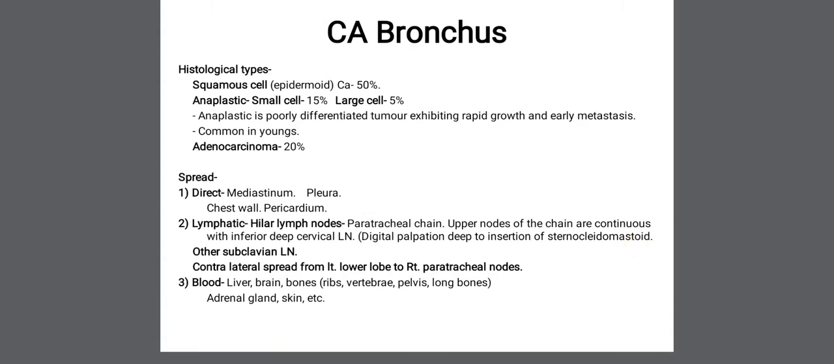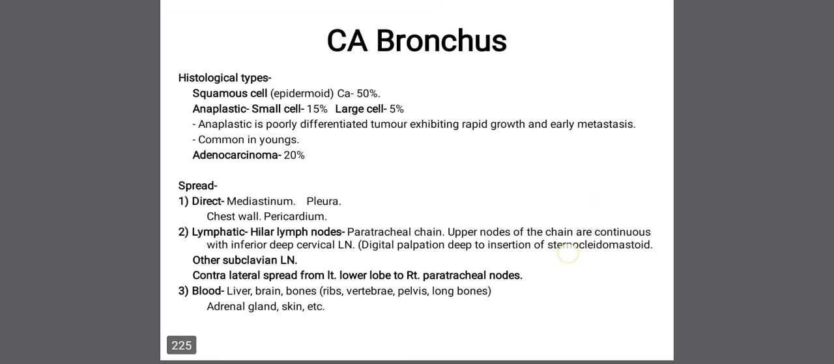So the first spread is by direct spread or direct extension. The direct extension is into the mediastinum, the pleura, the chest wall, or the pericardium. So the spread of this carcinoma is into the mediastinum, pleura, chest wall, or pericardium.